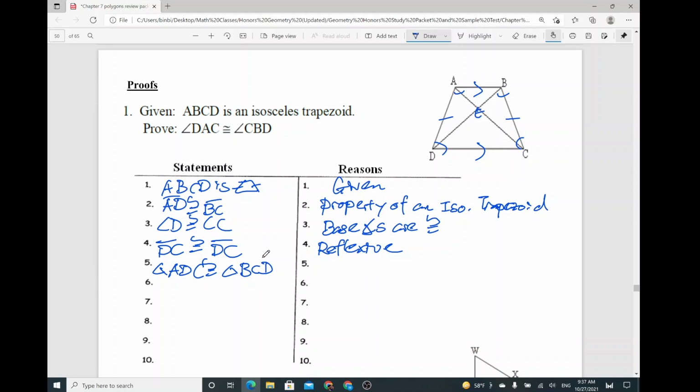And the reason for this one is, consider angle psi. So therefore angle DAC is congruent to angle CBD. And the reason for this one is CPCTC.